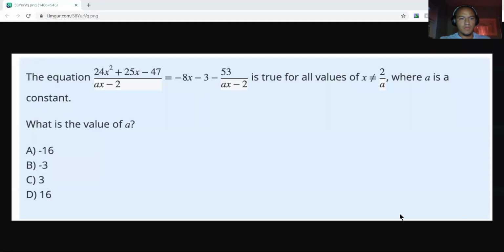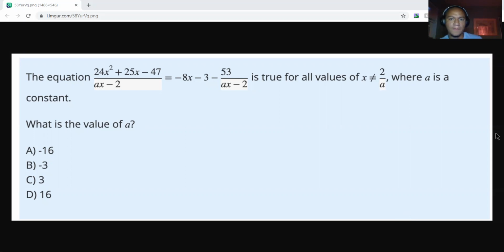Here it is. The equation, that equation right there, which I won't read because it's too long, is true for all values except where x is equal to 2 over a, because if you plug that value in for x, the denominator would be 0, and we all know we can't divide by 0. Where a is a constant. What is the value of a?